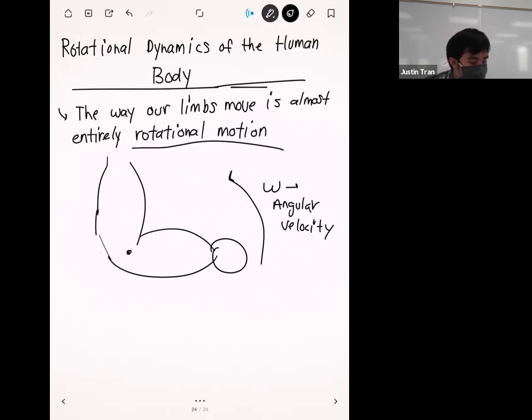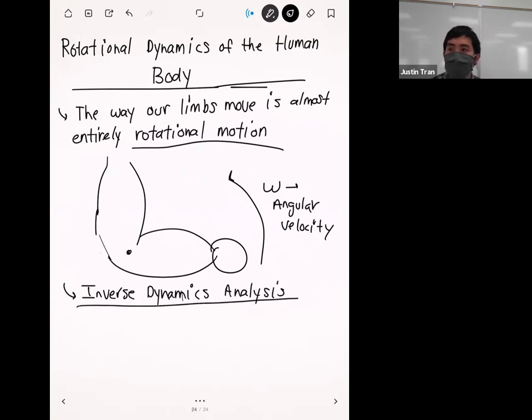We're going to do a lot of review of what angular kinematics and angular dynamics are, and we'll spend quite a bit of time with angular momentum. Then we'll actually do some calculations of how you can quantify this stuff. Ultimately, it's going to lead up to a technique known as inverse dynamics analysis. Have you guys done inverse dynamics analysis in a previous class before? Okay, that's cool. So it'll be a new thing.